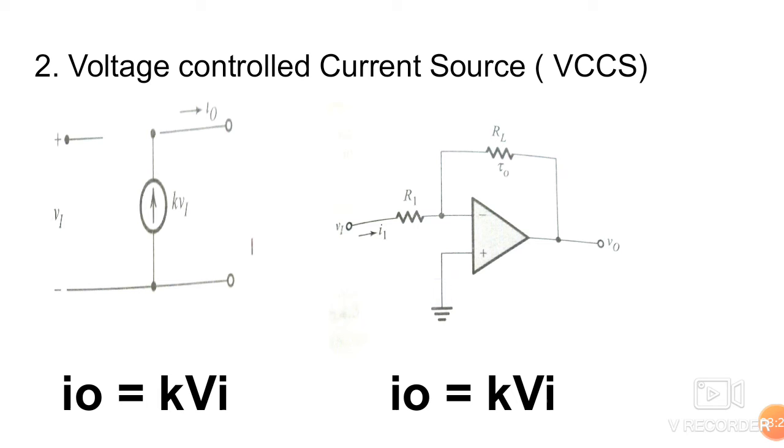So we can apply nodal analysis here. We can write V1 minus 0 upon R1 is equal to 0 minus V0 upon RL, and this is equal to I0. So this I0 can be written as V1 by R1. Treating 1 upon R1 as K, we can write I0 is equal to K times V1. So in this case, the output current I0 depends on the input voltage Vi. So this is the voltage controlled current source.